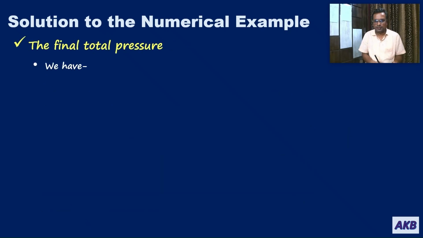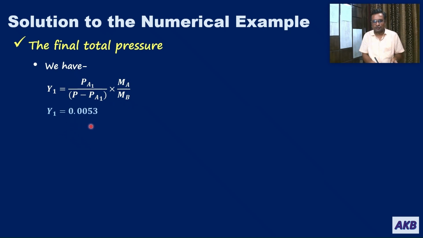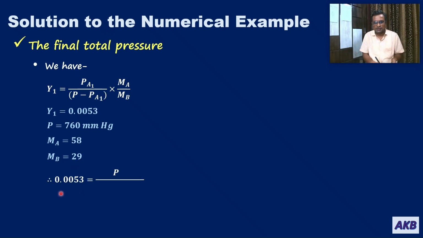Okay. So we have this equation for Y1. Y1 is equal to PA1 upon P minus PA1, into MA upon MB. Now our task is to get PA1. Y1 is known to us. It is 0.0053. We have got it from the graph. Then P is known to us. It is 760 mm of Hg. Molecular weight of acetone, that is MA, is known to us. It is 58. Molecular weight of B, that is air, is known to us. It is 29. So if we use these values in this equation, it will be 0.0053 equal to PA1 upon 760 minus PA1, into 58 by 29.